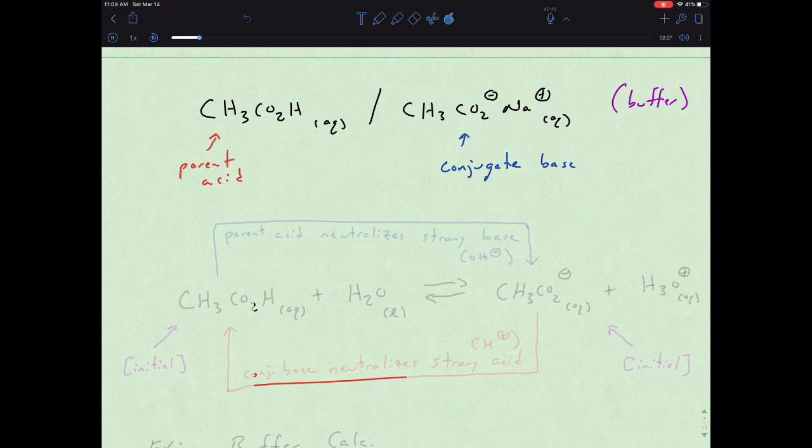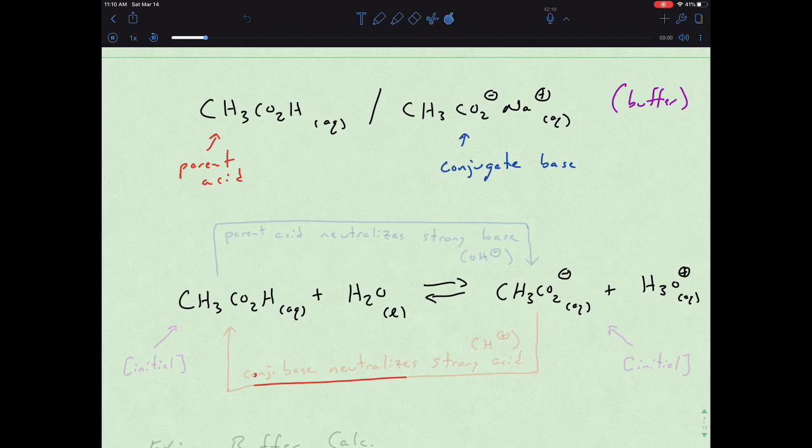And to write that in terms of the equilibrium reaction, we would write it in terms of the parent as being the starting material. We're just writing this like a normal acid-base equilibria, with that parent acid interacting with water, and then we would have acetate on the product side as well as hydronium on the product side.